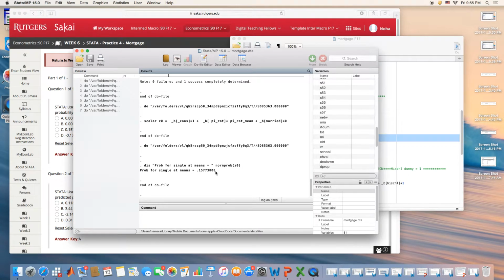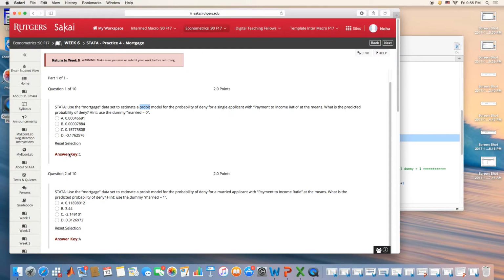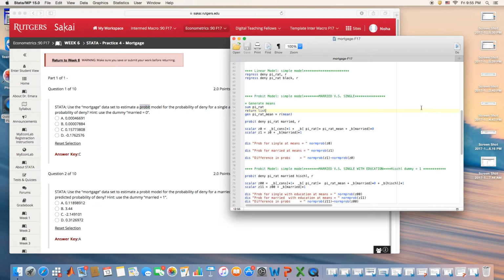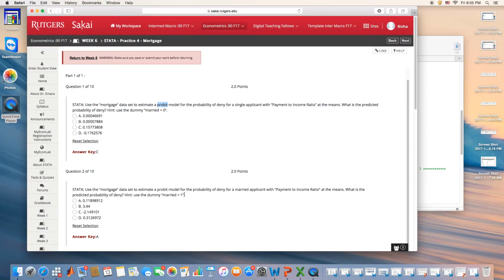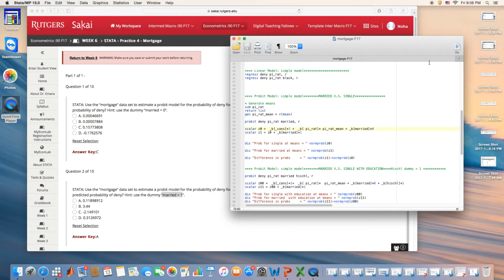So this would give us about 15.77% probability of deny if the person is single. And the answer is right here. So when you want to check the next question, which is what about if this person is married? We would expect a married person to have less probability of being rejected, right? Single usually have a higher probability of being rejected for a mortgage application.